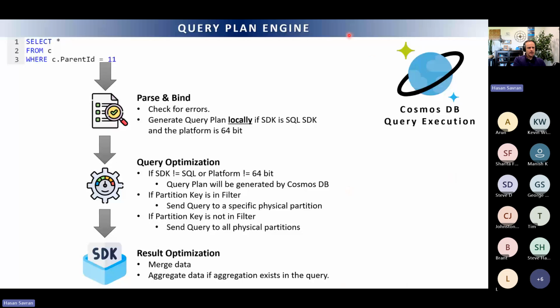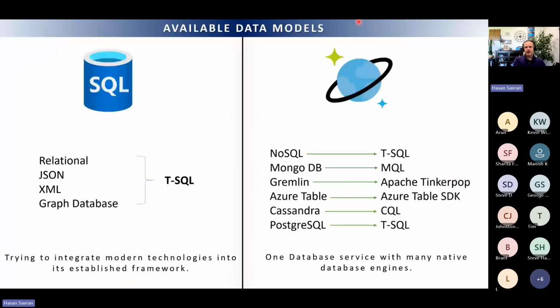All right, next is the data models. In SQL Server, you can save all types of data models. It's a relational database, but you can still save JSON, XML, and it even has graph database engines. Also, they are adding vectors on top of that. Everything is great, and the SQL Server team really tries to integrate all the modern technologies into SQL Server every year. You see new stuff coming up with every version, which is great.